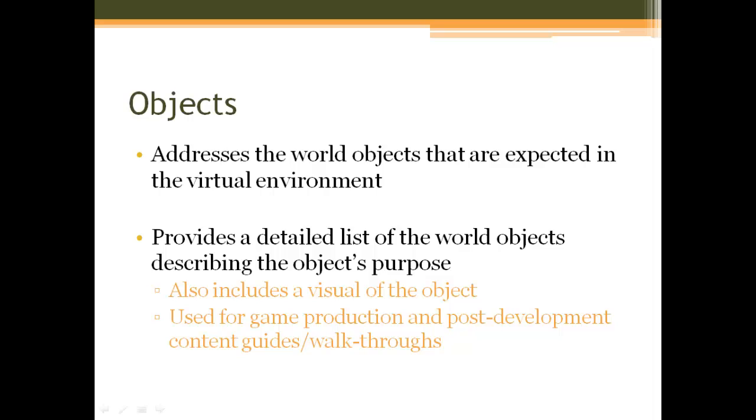The objects address the world objects that are expected in the virtual environment. This section provides a detailed list of the world objects describing the object's purpose. It will also include a visual of the object. This may be concept art, it may also be final production art. This is used for game production and post-development content guides and walkthroughs. So whenever you pull out a pamphlet from the game manual and it has a list of all the world objects, this is where that section is created.